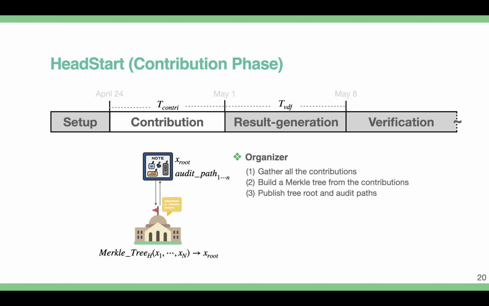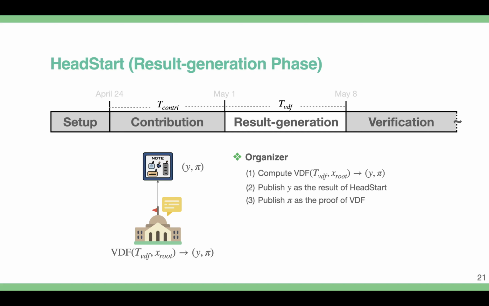Before entering the next phase, the organizer takes all the contributions as a list of the Merkle tree, and computes the Merkle tree root and audit paths for each participant within a short time. And finally, the organizer needs to publish the Merkle tree root and all the audit paths onto the bulletin board. After the end of the contribution phase, the organizer can start to generate the result.